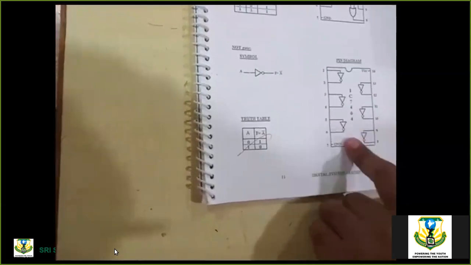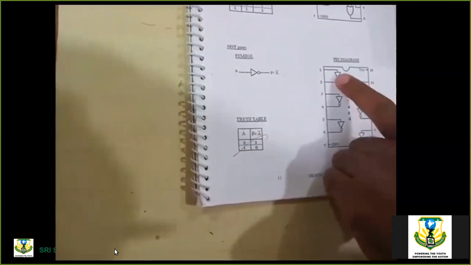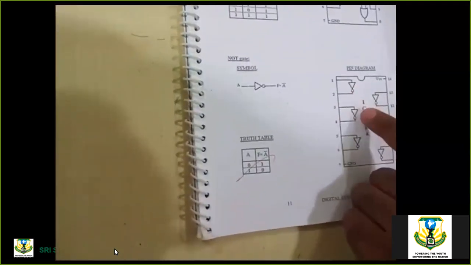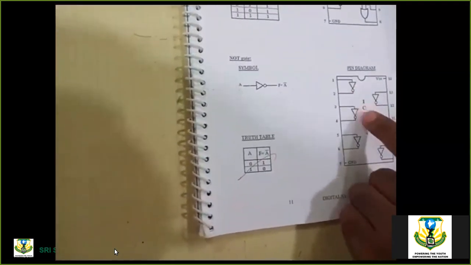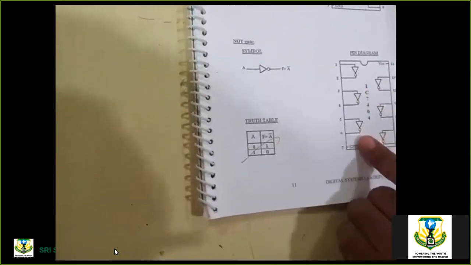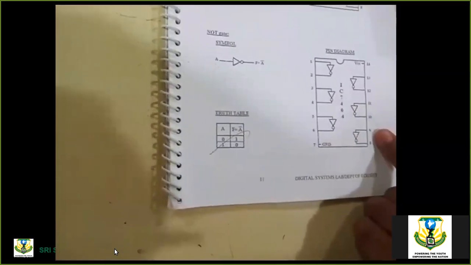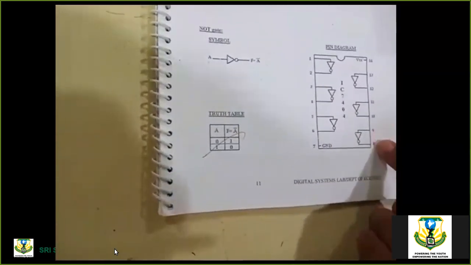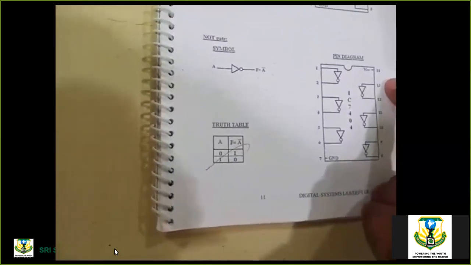In an inverter IC, the first pin acts as an input and the second is an output. Likewise, the third is an input and the fourth is an output. Then the fifth is an input and the sixth is an output. The ninth pin acts as an input and the eighth is an output. The 11th pin is an input and the 10th is an output. And the 13th pin is an input and the 12th is an output.